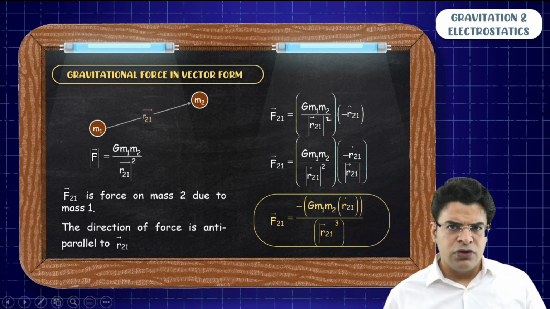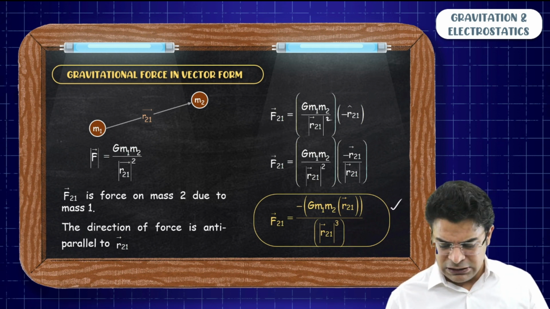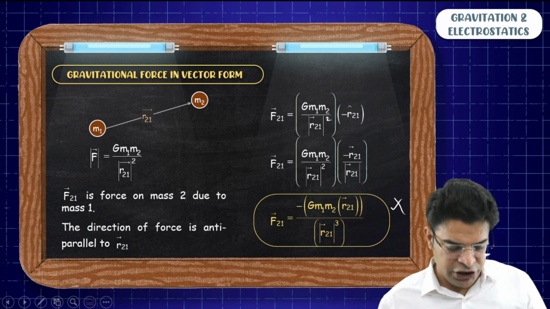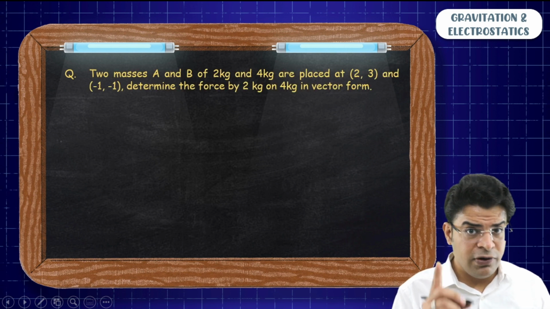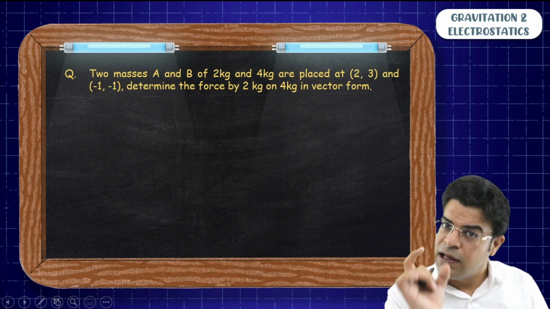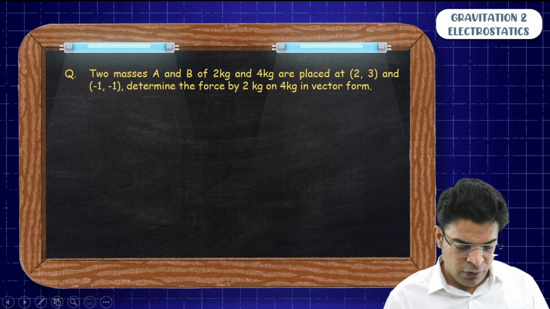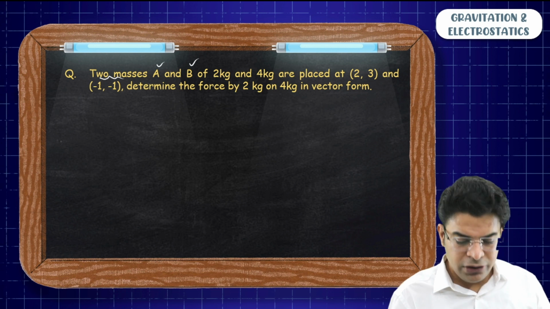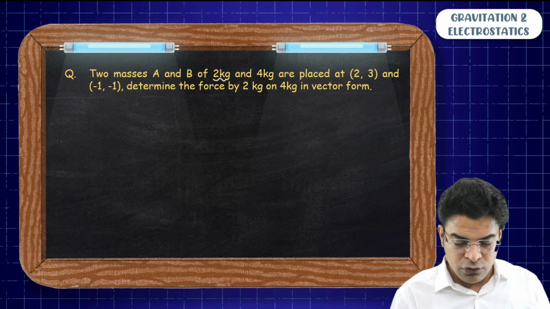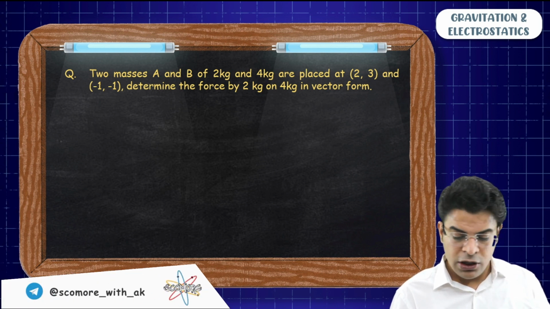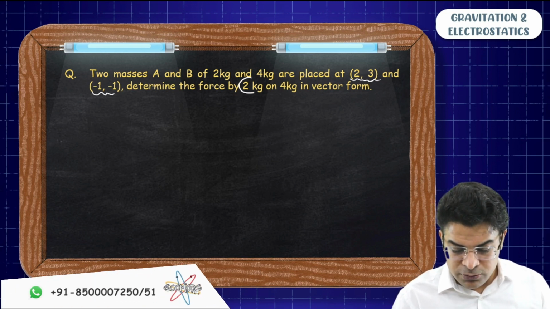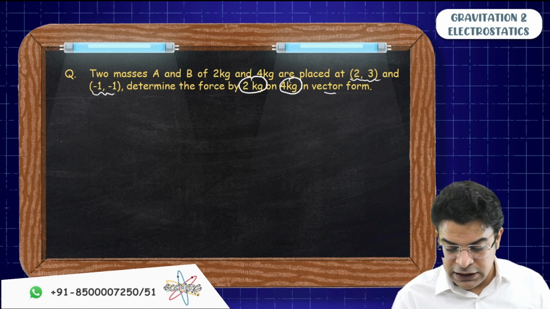Sir, while solving questions, do you use this formula in general? No. Then how do you write the force in vector form? Let me teach you. Let's see an example where I won't use the formula per se, but I will use the concept learned in the formula to write the force in vector form. Two masses A and B of 2 kg and 4 kg. So A has a mass of 2 kg, B has a mass of 4 kg, and they are placed at (2, 3) and (-1, -1). Determine the force by 2 kg on 4 kg in vector form.